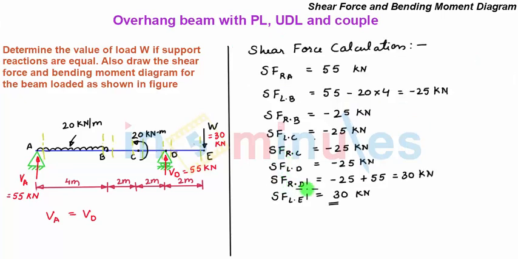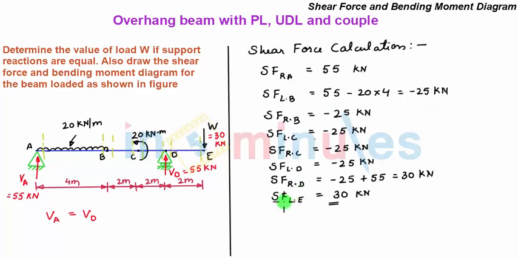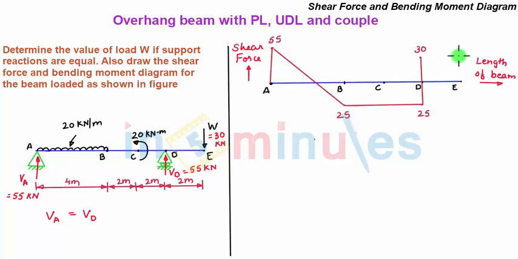Shear force to the right of D again comes back to plus 30 kilonewton. So above point D, let me plot a value of shear force of 30 kilonewton and connect it with a vertical line from minus 25 kilonewton shear force to plus 30 kilonewton shear force. Now shear force to the left of E is 30 kilonewton. So above point E, let me plot a 30 kilonewton force and connect it with a horizontal line. So after connecting this line with zero line, our shear force diagram becomes complete.